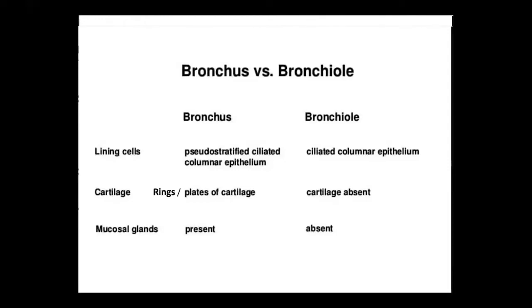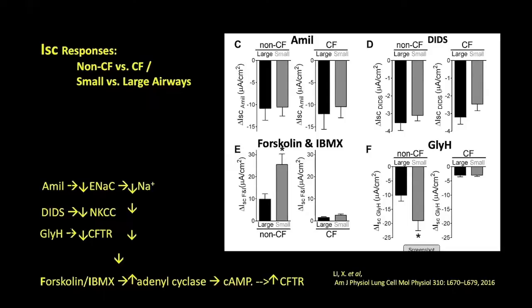Among the cartilage and beneath the epithelia in the submucosa, we have mucosal glands, which provide fluid and some mucus to the airway surface in the bronchi. On the other hand, in the bronchiole, we have no cartilage. There are no rings or plates in the bronchioles, and the bronchiole has no mucosal glands. So the surface epithelia has to do all the absorbing and secreting of the bronchiolar airway fluid.